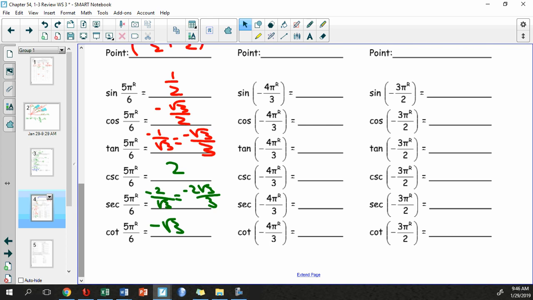I think I may have put an error on your worksheet. I didn't change one of the parentheses there, so be careful. I changed it on mine, but I did not change it on yours before I made the copies.